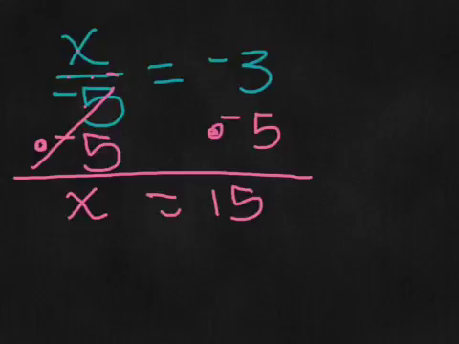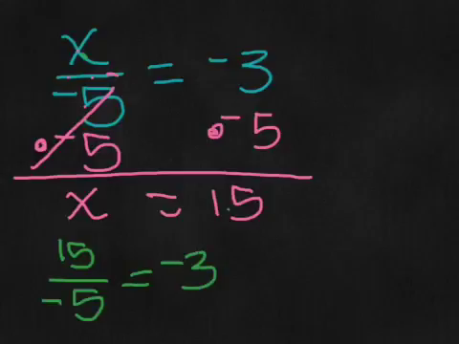Your check step, make sure you've done everything correctly. If I did, I substitute 15 back in for x. So 15 divided by -5 should get me -3. 15 divided by -5 is -3. And -3 does equal -3. So everything has been done correctly.